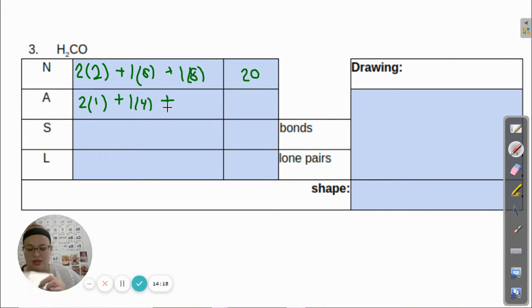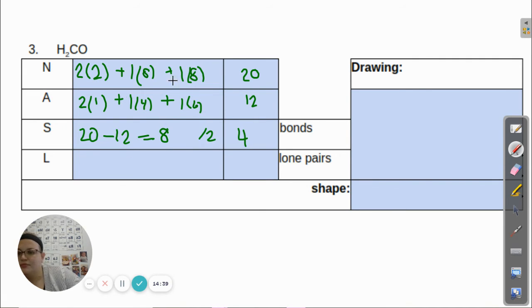And then oxygen has 6 valence electrons and I have 1 of those. So I have 12 available. Okay, S is N minus A, so 20 minus 12, which gives me 8. Divide by 2, I get 4 bonds. All right, 12 minus 8, because I'm doing A minus S, and it's the S before it divides by 2, is 4. Divide by 2, gives me 2 lone pairs.